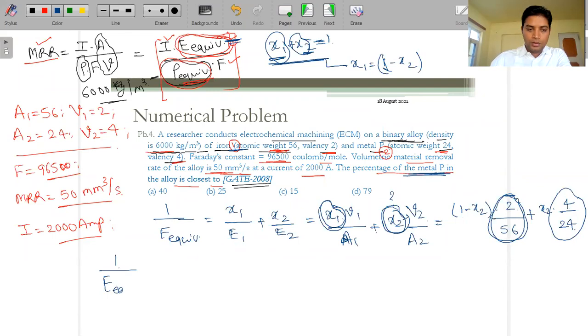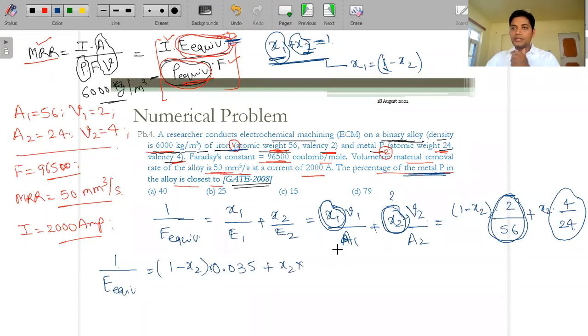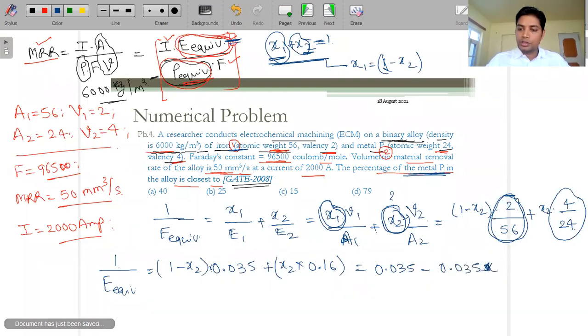Just a minute guys, this is 1 minus x2 and this is 0.035. Is it okay guys? Yes, sir. Okay, and this will be x2 into 4 by 24. This is how much? So 0.16. Okay guys, so when you multiply this 0.035 inside, this will be 0.035 minus 0.035 into x2 plus 0.16 into x2.